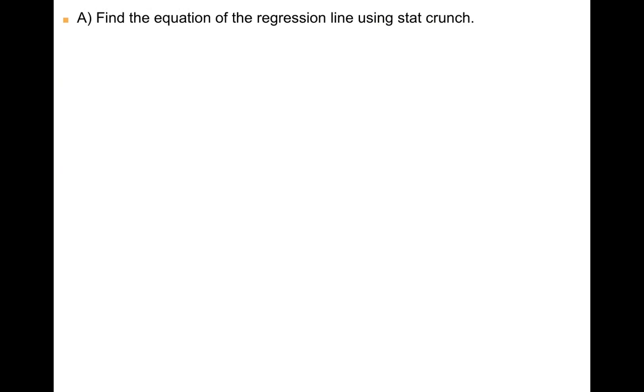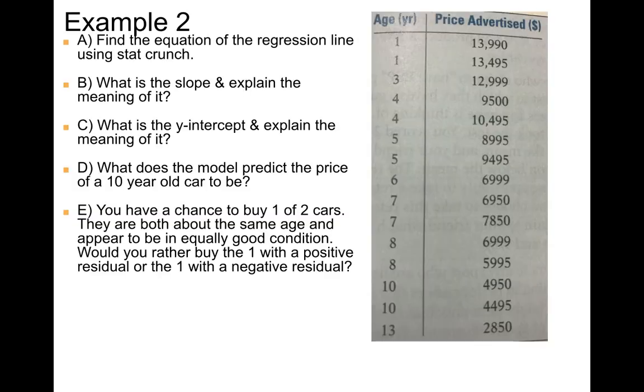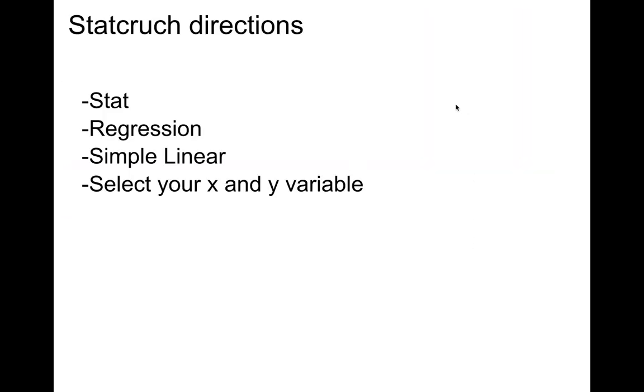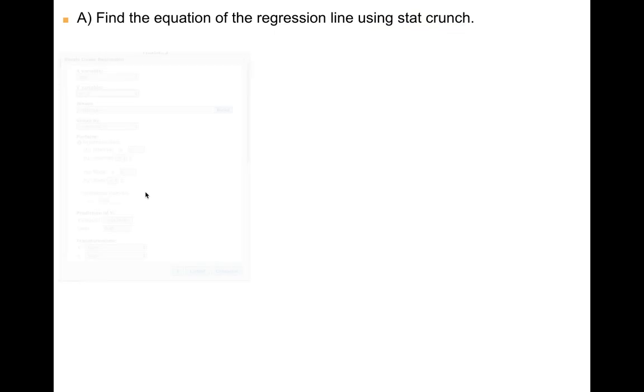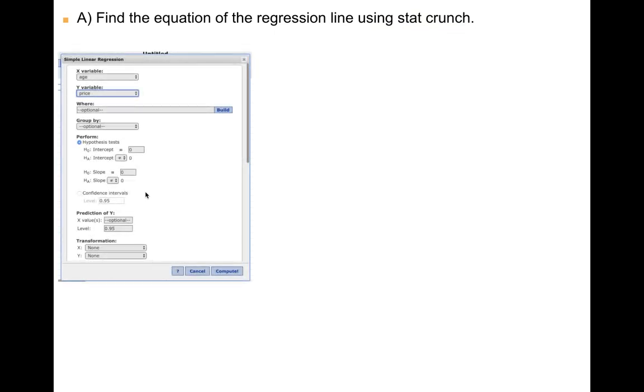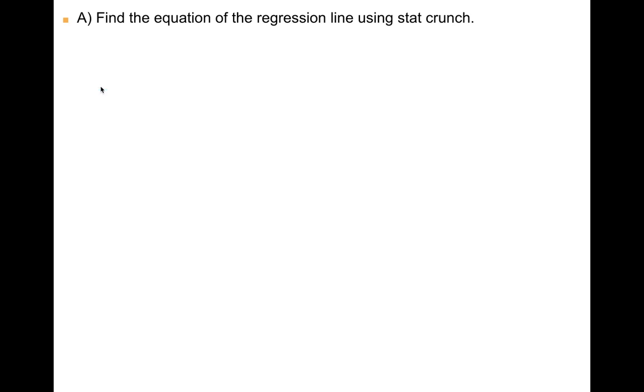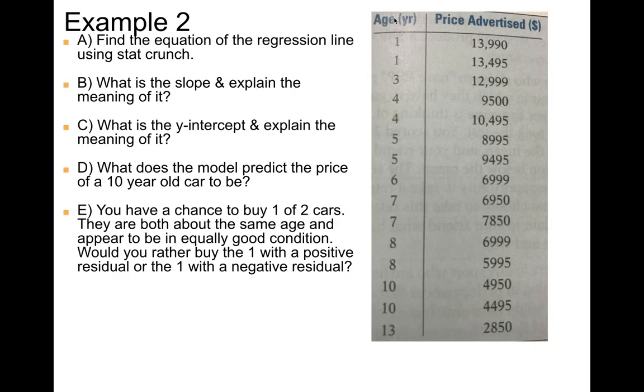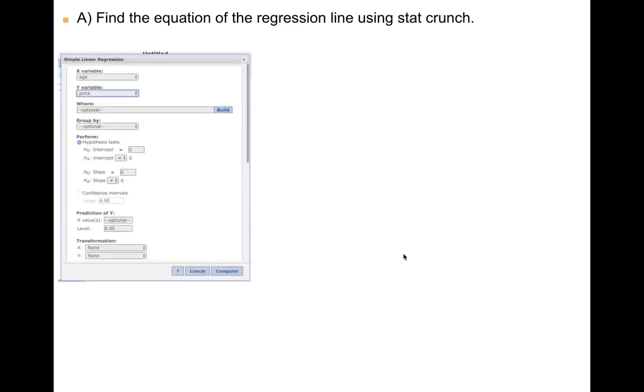So find the equation of the regression line using StatCrunch. To do that, again, I went to Stat, Regression, Simple Linear, and this came up. Notice my x variable, because that was my first column, I chose as age. And notice my y variable, I chose my second column, which was price.